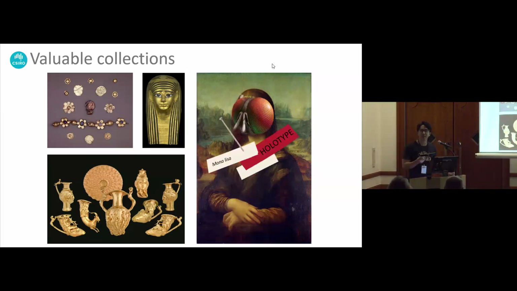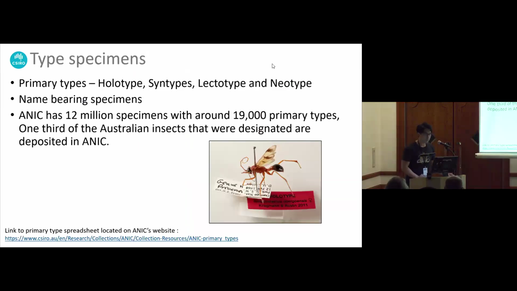The Mona Lisa to our insect collection is type specimens, which are the most scientifically and historically important materials for a natural history collection. So what are type specimens? Type specimens are the name-bearing representatives for insect species. They serve as the foundation of taxonomy, used for classifying, naming, and identifying species. So they are very important and irreplaceable. In this talk, when I refer to type specimens, I'm mainly talking about the primary types, that is, holotypes, syntypes, lectotypes, and neotypes.